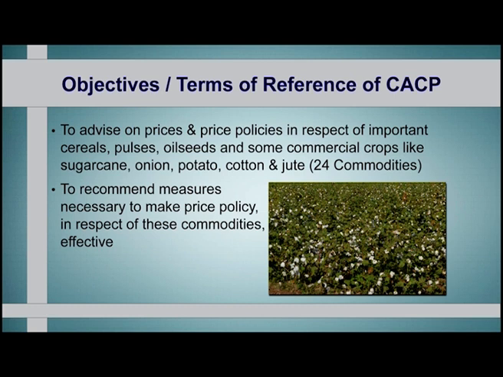Objectives and terms of reference of CACP, that is Commission for Agriculture Cost and Prices. The objectives of this are to advise on prices and price policy in respect of important cereals, pulses, oilseeds, and some commercial crops like sugarcane, onion, potato, cotton, and jute. These are 24 commodities on which the recommendations are given by this. To recommend measures necessary to make price policy in respect of these commodities effective.